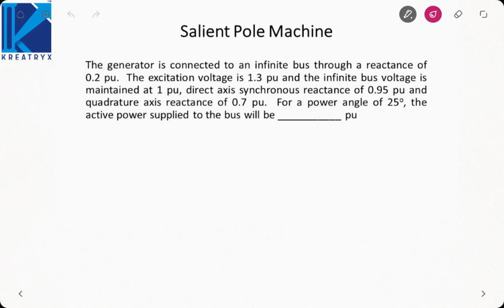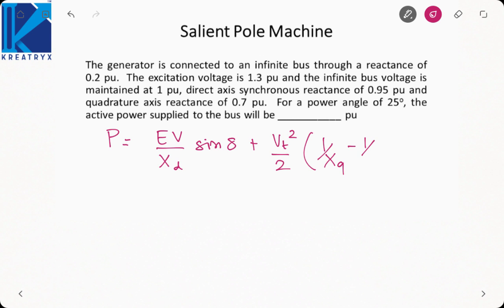In the next one, it is again based on salient pole machine, but now it is talking about power. So for power, you should always remember the formula. If armature resistance is neglected, it is EV by Xd sine of delta plus Vt square by 2 into 1 by Xq minus 1 by Xd sine of 2 delta. Now in this case, again if you use line voltages, you will get 3-phase power, but for phase voltage, you will get a single phase power.